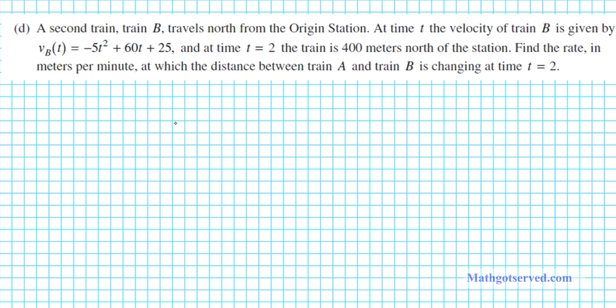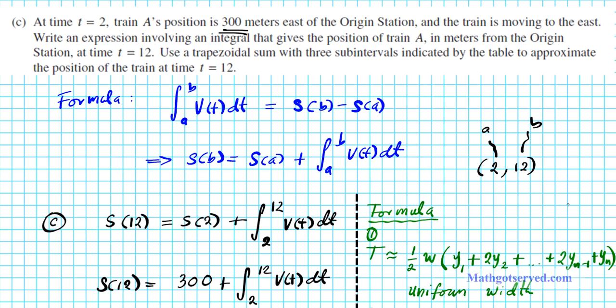All right. So if we just want to take a snapshot of the situation, we have a train heading north and another train going east and west. So let's say at t equals 2, I don't know exactly where the train is. Actually, at t equals 2, it tells us it's 300 meters, so we actually know. Because if you go back to part C, it says at time t equals 2, train A's position was 300, so we actually know what that is.